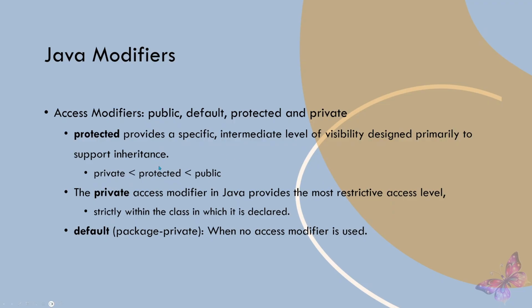It offers more access than the default modifier, but significantly less than the public modifier. And the private access modifier in Java provides the most restrictive access level. It is strictly within the class in which it is declared. And if you do not declare anything like private or protected, by default it will be package private.